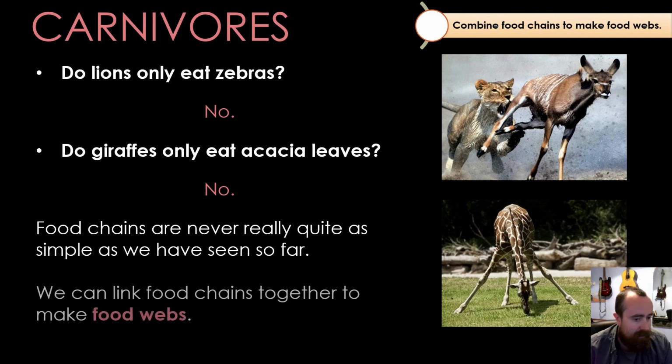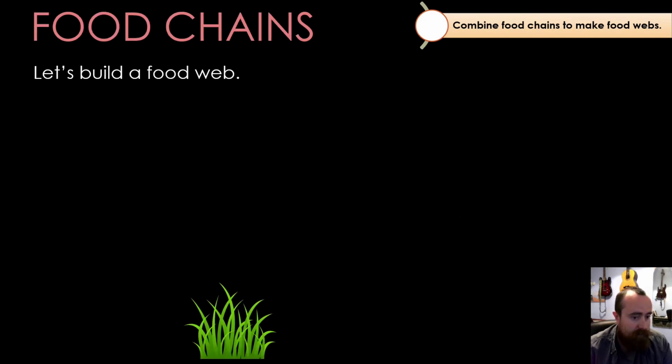So in reality, what we don't really see in the wild is food chains. What we see are what we call food webs. So we can take a nice simple thing like grass is eaten by zebras and zebras are eaten by lions, but we can add a bit of complication by seeing what else eats those things. Let's see if we can build up a bit of a food web.